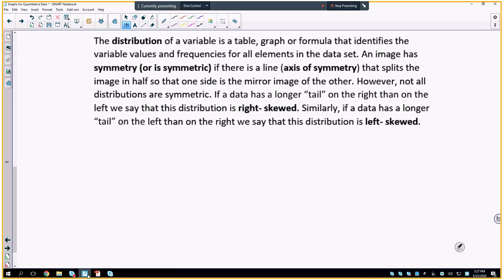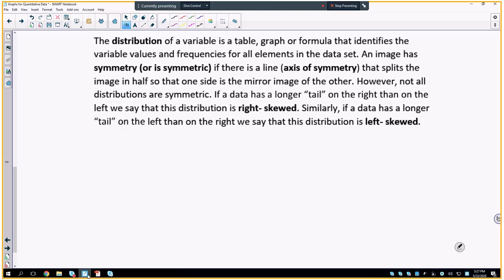So we've already been looking at all kinds of tables and graphs. You could also have a formula that shows us the variable values and the frequencies. But what we haven't thought about before is the symmetry of such a picture. An image has symmetry if there's a line that splits the image in half so that one side is the mirror image of the other.